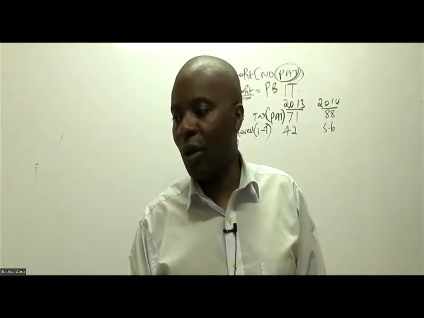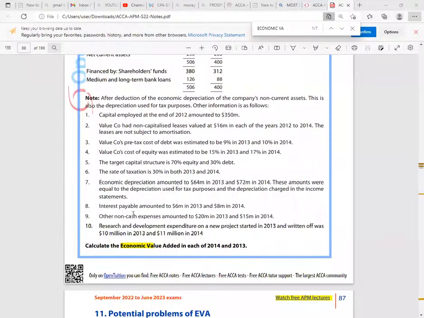Now we continue. From there, note number 8, interest. Of course, I've seen where interest will be used. Note number 9, other non-cash expenses amounted to 20 in 2013 and 15 in 2014. What do you think about these non-cash expenses?